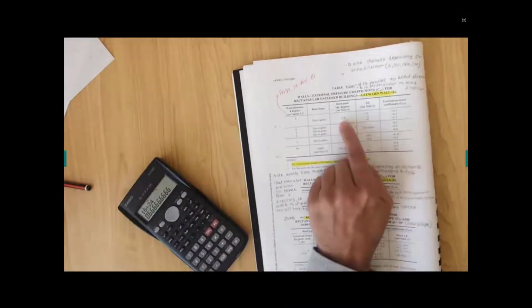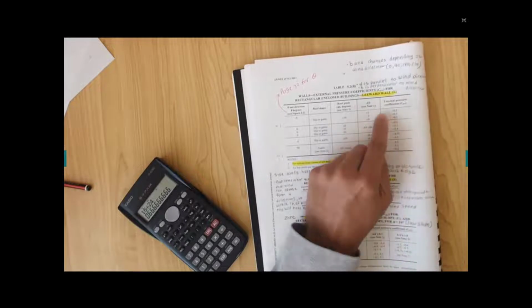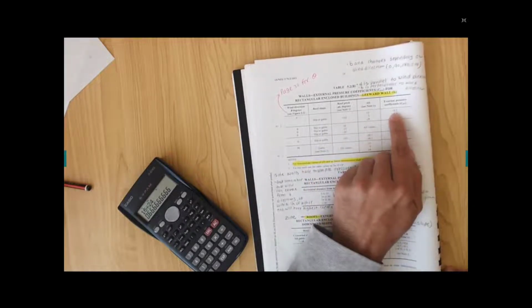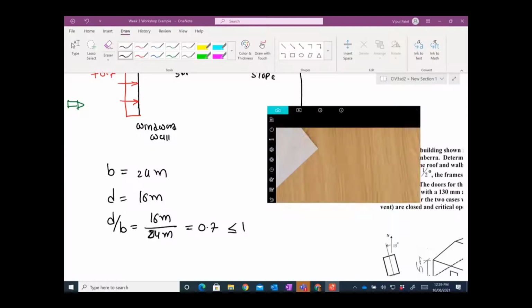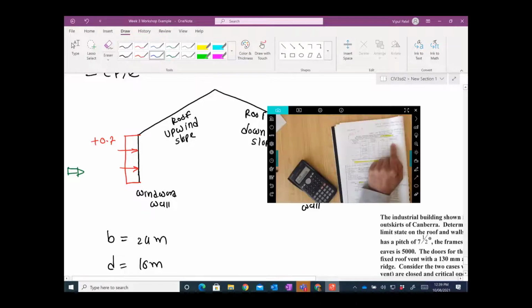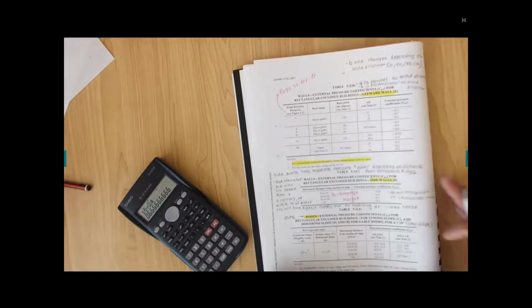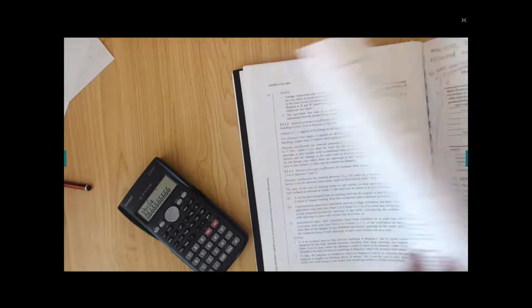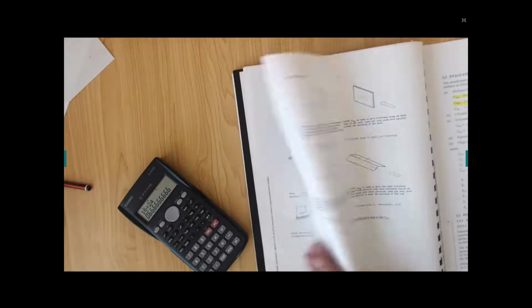0.7 is less than 1, and this is the minus 0.5. Minus is pulling it out. It's not pushing. So you have this, and this is suction. That is minus 0.5, right? And if you don't know these directions, you don't need to remember. You can come back to this page. You don't need to remember that direction again.